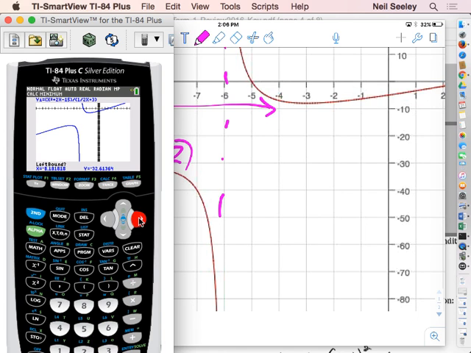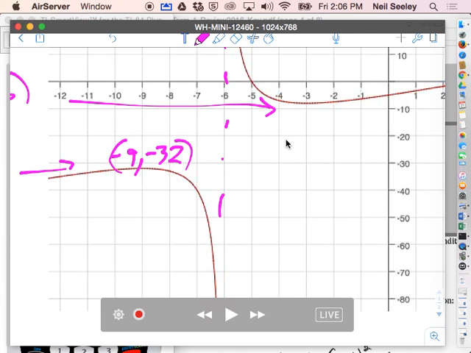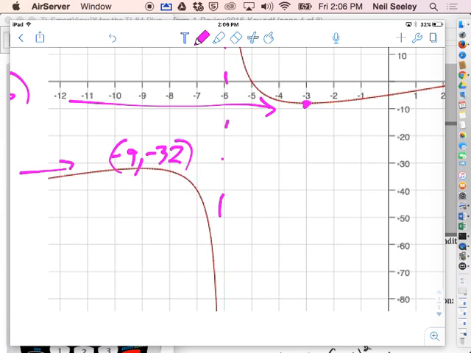And if you're good at this, it's no big deal. Left bound, okay. You always hit enter. Right bound, all right. Guess, okay. And it looks like 3, -8, and those extra zeros are part of the approximation process. So I'm going to go ahead and plot that point as 3, -8, ish, or negative 3, negative 8.